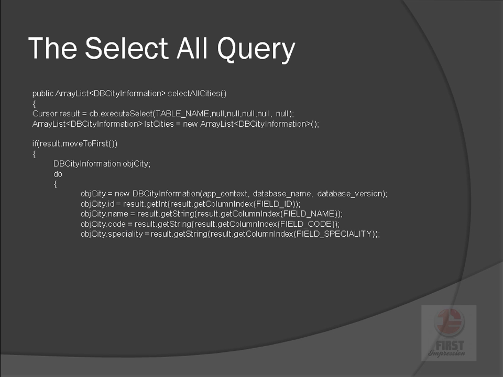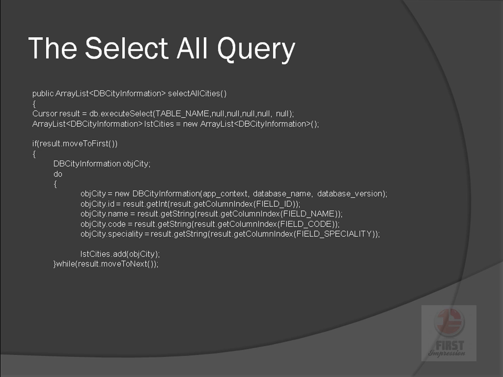Once the fields are set up, we will add this object to the array list by saying lstCities.add(objCity). Okay, so we created a new object of type DBCityInformation and added this object inside the array list. Once we are done, we have to move to the next record. We will say while result.moveToNext.